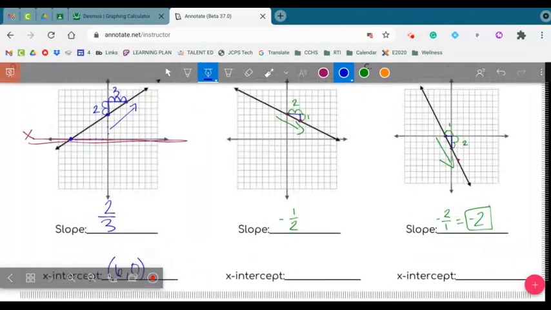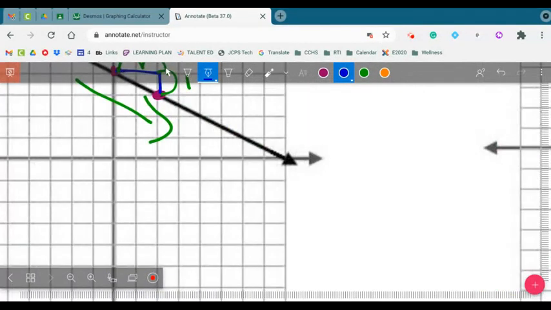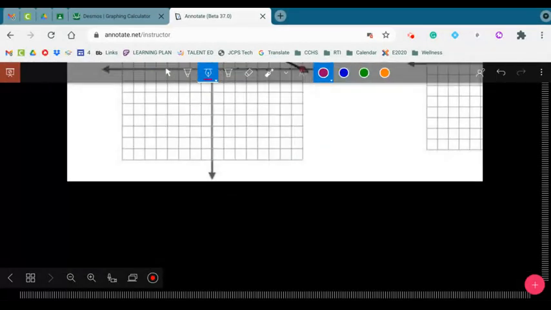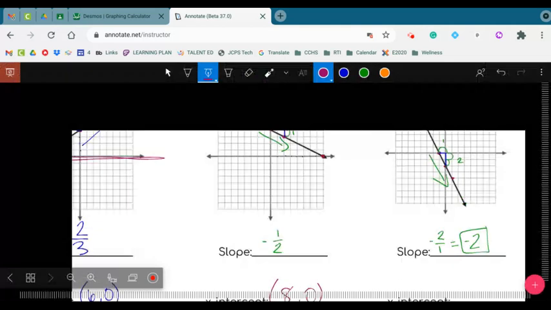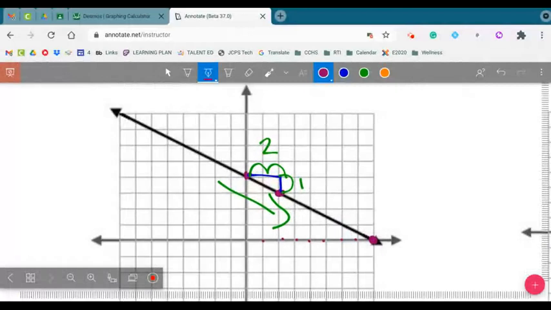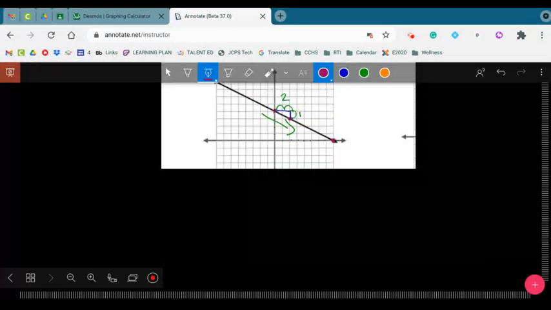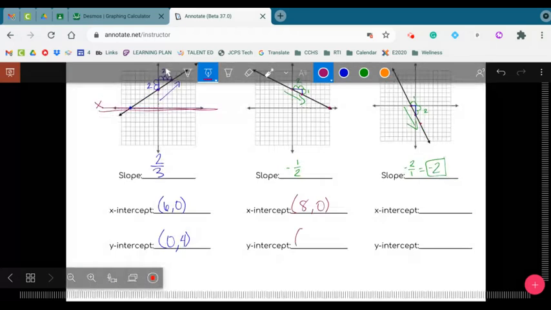Next one, let's find our x-intercept. The x-intercept is actually crossing right about here. So 1, 2, 3, 4, 8. So if you remember, it's our x. So in our ordered pair, our x goes first. It's going to be 8. And then our y, we don't know, so it's 0. And then we go up 1, 2, 3, 4 to get to our y-intercept. So 0, 4 would be our y-intercept.